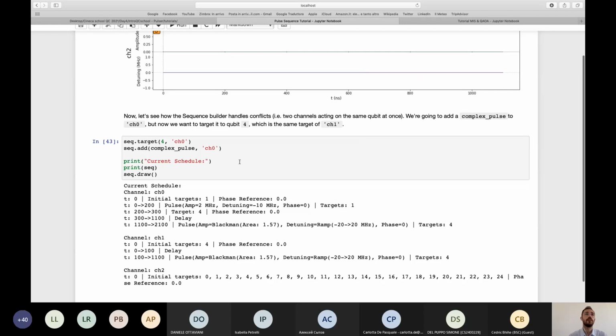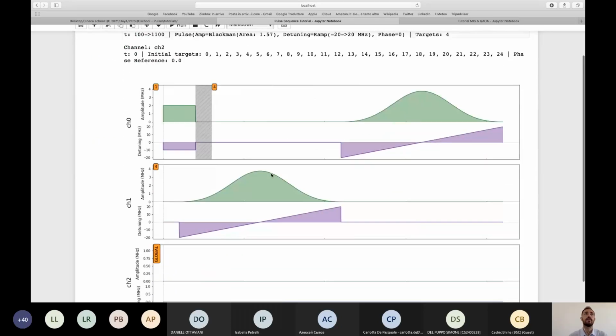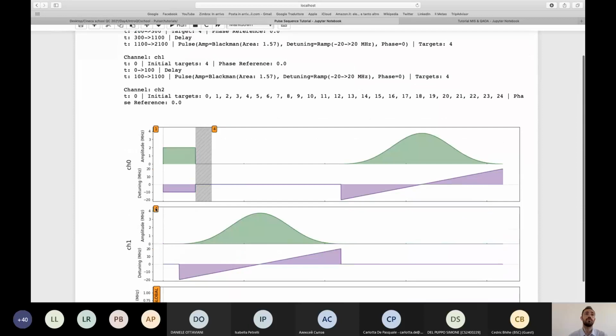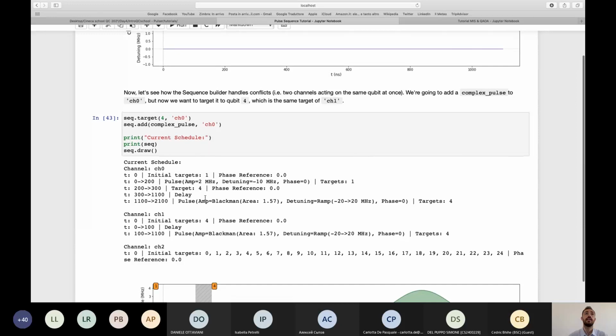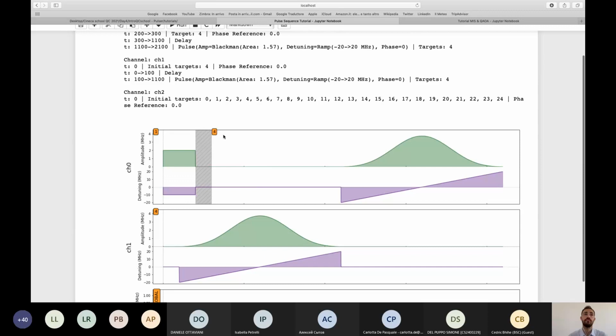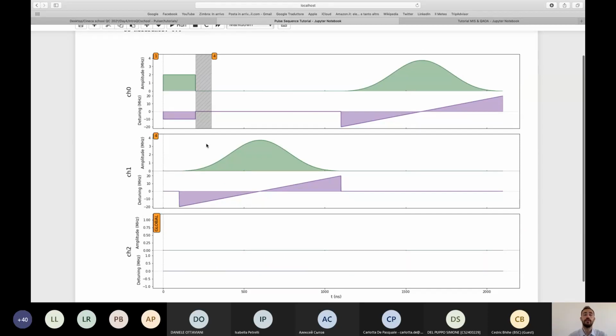So for example, what I do is add the same channel, I mean, channel 0. I retargeted channel 0 to qubit 4, and then I apply the same complex pulse using channel 0 on qubit 4. So since qubit 4 is already shined by the laser from channel 1, what Pulser does here is wait until the first sequence applied to qubit 4 is complete.